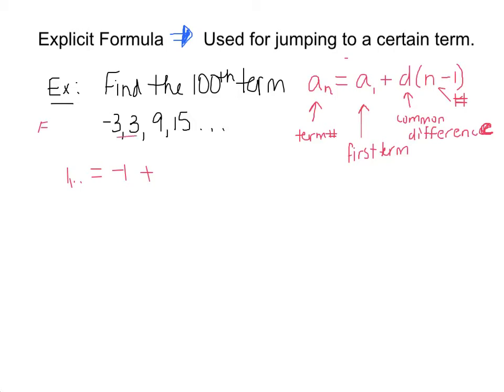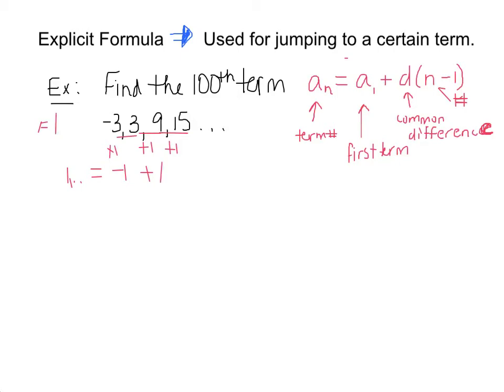So from -3 to 3, from 3 to 9, from 9 to 15. Now I always try and choose two positive numbers. So if you look at the 3 and the 9, you can see that you're adding 6 each time, and then just check it with the other two to make sure. Yes, 9 plus 6 would be equal to 15, and -3 plus 6 would equal +3. So it does look like my common difference is 6.